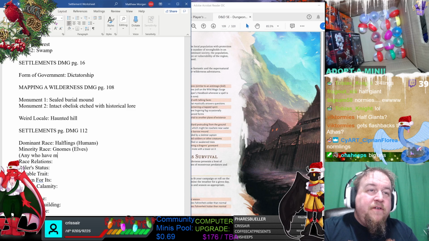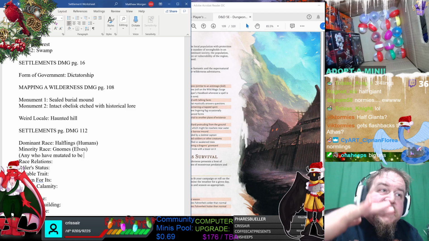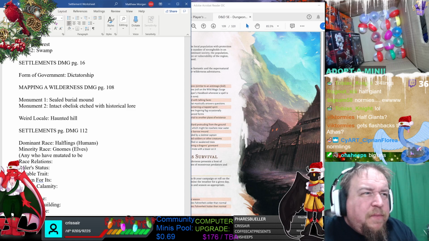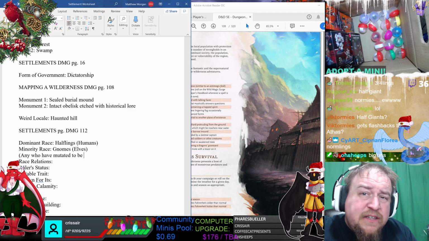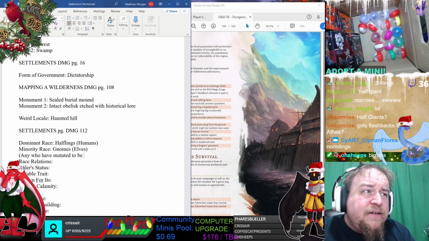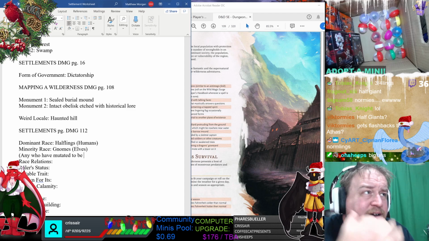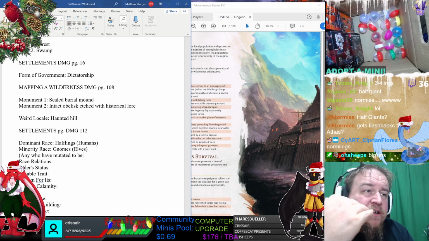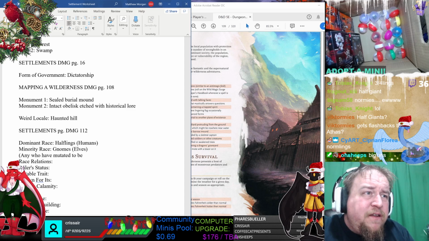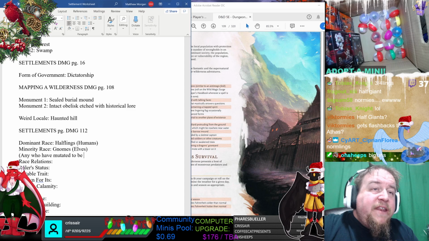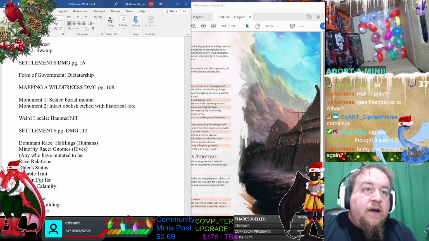Any who have mutated to be, you know, because how we consider, here in the US, I think you have to be 4'11" as an adult to be considered to have dwarfism or something along those lines. Or if not dwarfism, then just a kind of medical, what would be the right word? Anyway, so any who mutated to be taller than 4'6" tall are normlings.